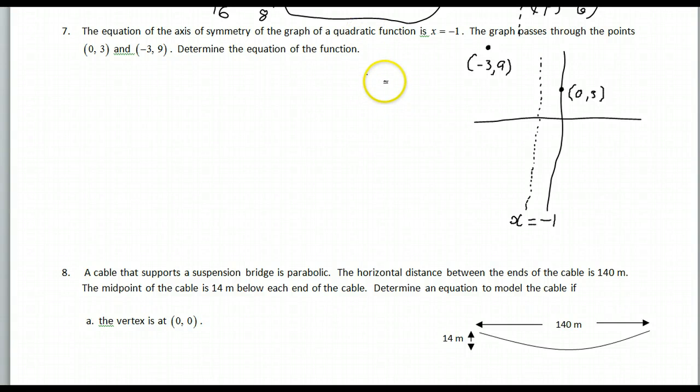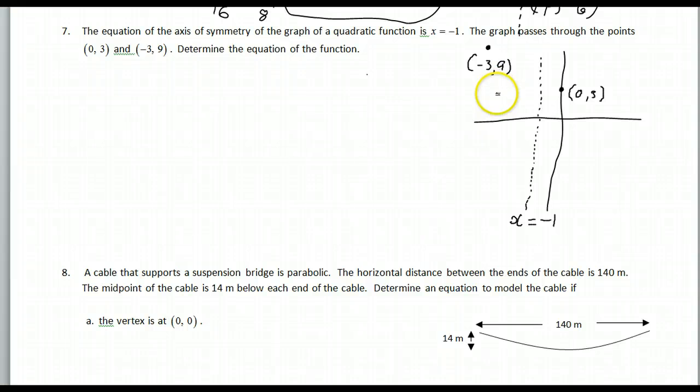Number 7. The equation of the axis of symmetry of the graph of a quadratic function is x equals negative 1, and the graph passes through the points 0, 3, and negative 3, 9. So I've taken the liberty of drawing this out here, and this is what we have. Now we don't have symmetry here, since this point will be 1 unit from the axis of symmetry, and this point is 2 units from the axis of symmetry.